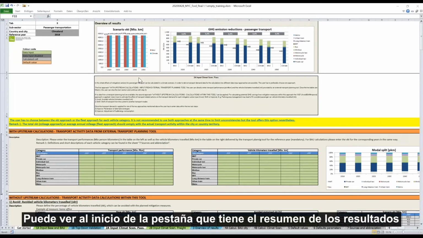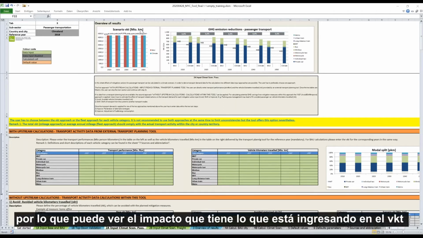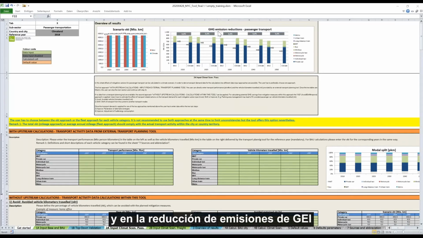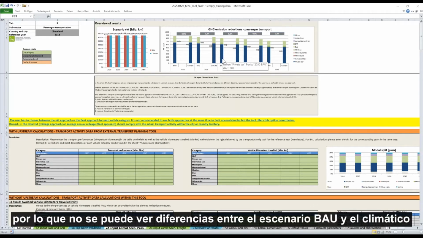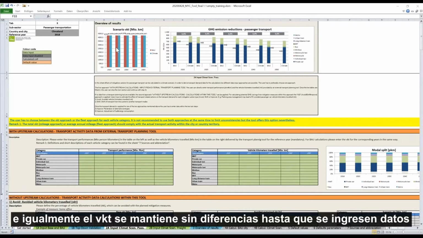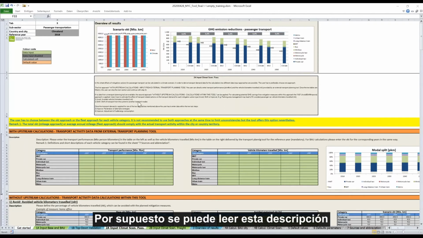You can see at the top of the tab, you have the overview of the results so that you can see the impact of what you're entering on your kilometer here and the GHG emission reduction. Currently, we have done nothing, so of course there is no difference between the BAU and the climate scenario. The VKT stays stable. We will change that afterwards by entering some measures. Of course, you can read this description.